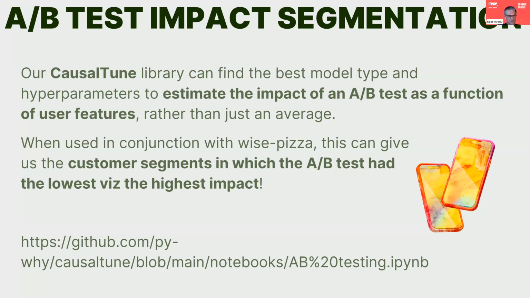you can have pointwise impact estimates, of course. But pointwise effects are quite hard to work with, because then you have one number per customer. So what? But now you can combine it with WisePizza, and that can give you simple segments in which the A/B test was most effective and least effective. And that can be quite simple and quite powerful. And below is the link to an example notebook that does exactly that.